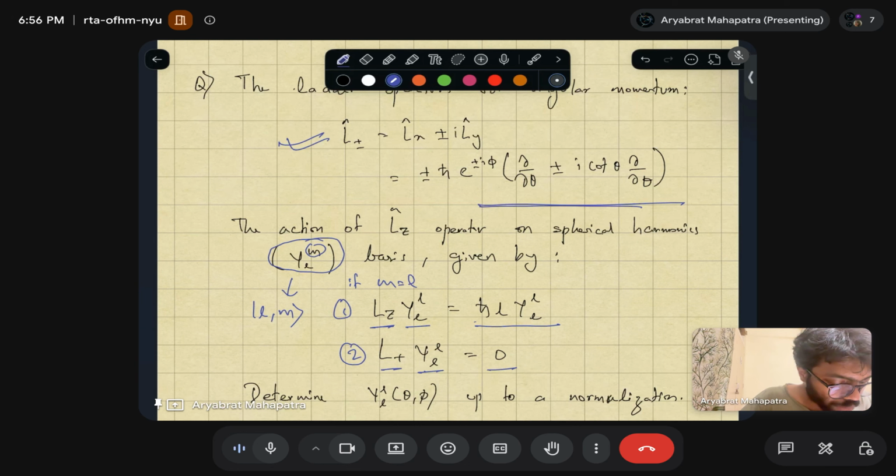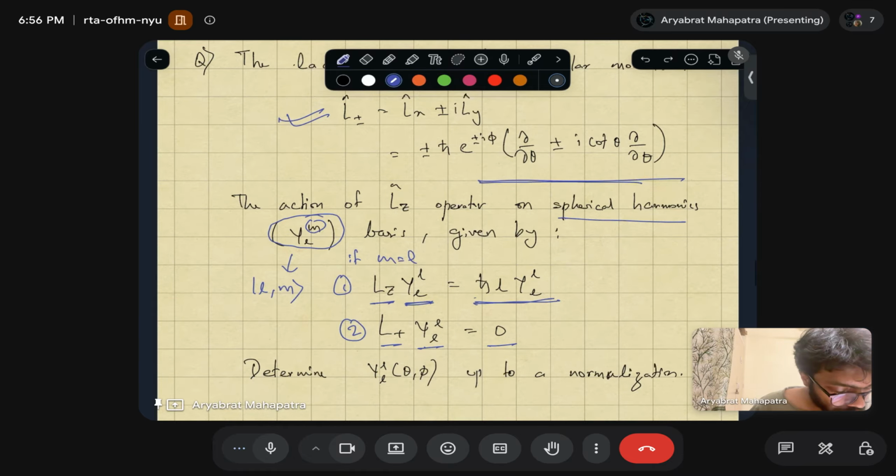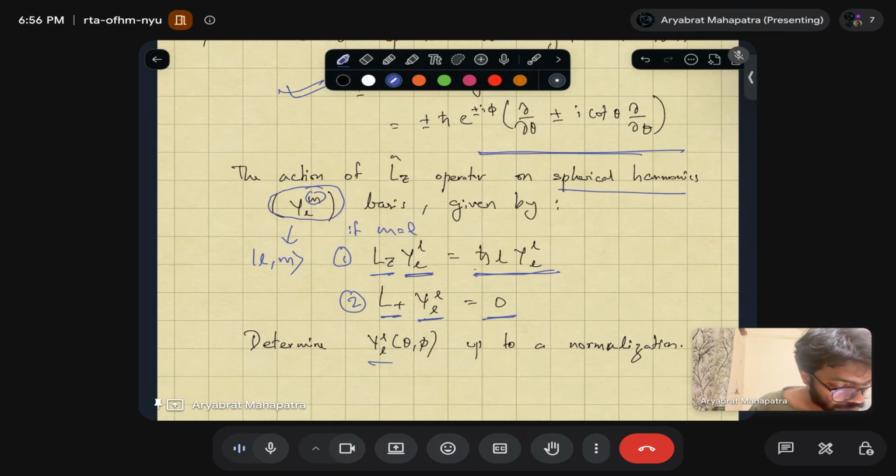So if we use this operator and act it on one function, referred to as spherical harmonics, and if we operate it on Y_l^m, then it actually gives us the same Y_l^m with ħ times the eigenvalue. Also, if we operate L plus on this Y_l^m, it will give us 0. So then we have to find out what this Y_l^l function is.